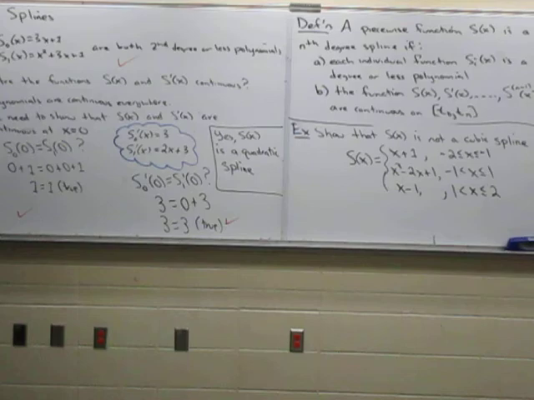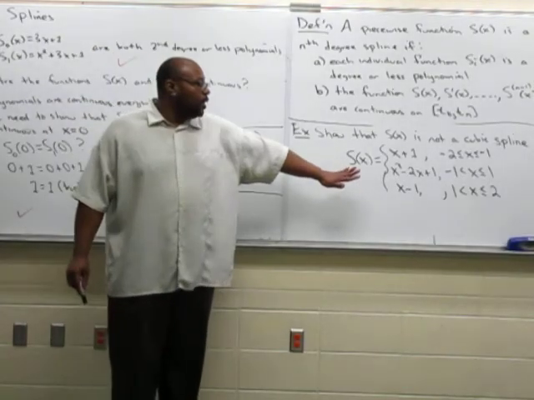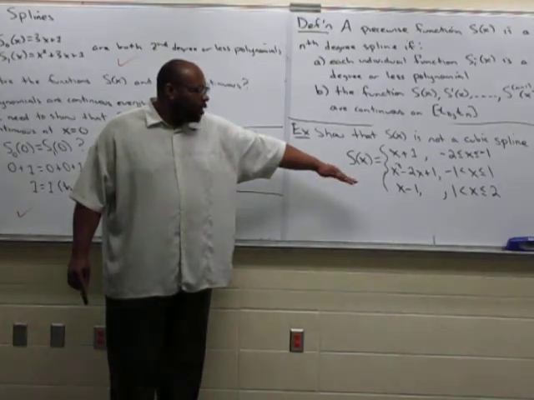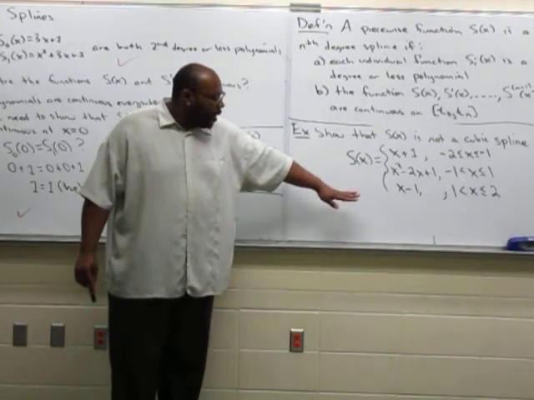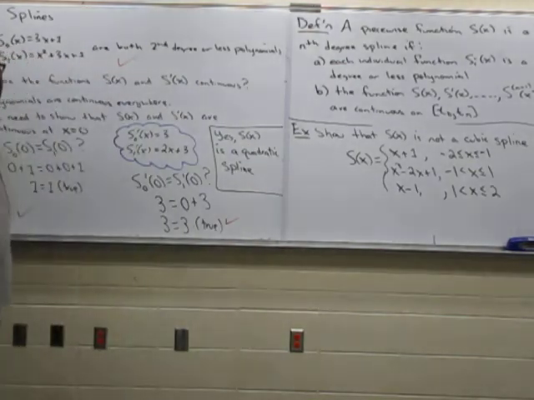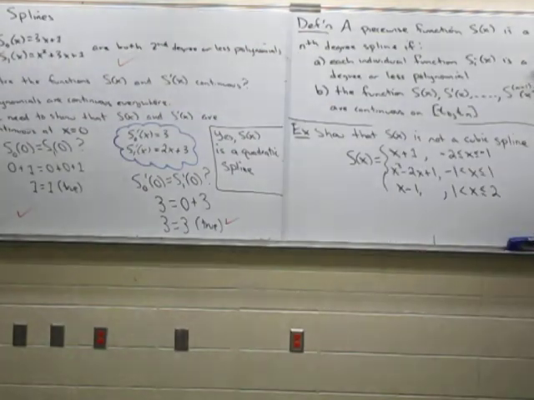Show that s of x is not a cubic spline. This is what I want to do here. So I have s of x equal to x plus 1, x goes from -2 to -1; x cubed minus 2x plus 1, x goes from -1 to 1; and then the last one is x minus 1, x goes from 1 to 2. So I want to show that this is not a cubic spline. Essentially, I need to see which one of these two rules that we have to have for an nth degree spline breaks. So that's what we need to figure out.